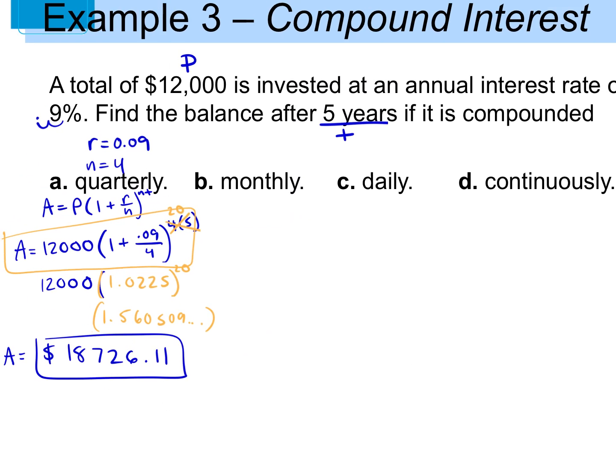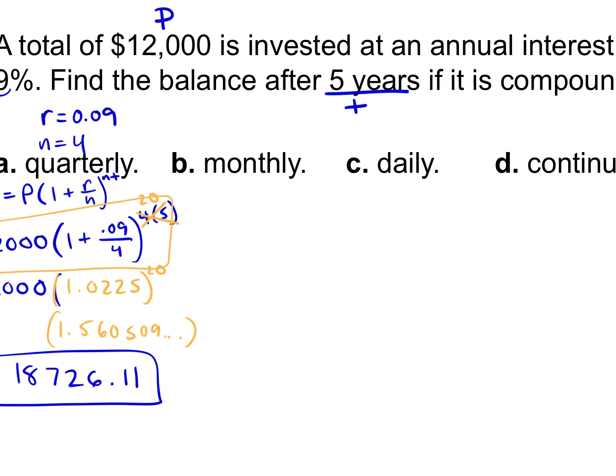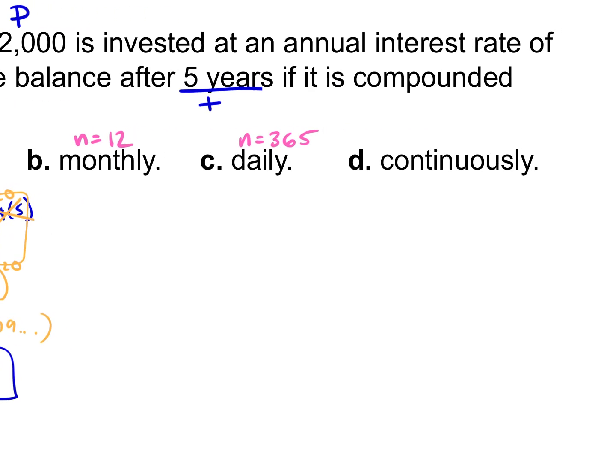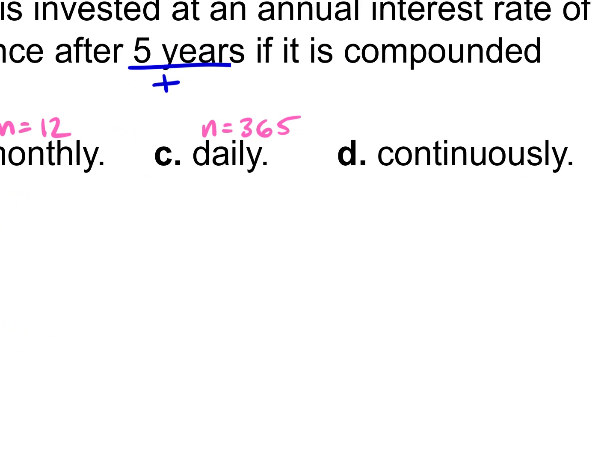All right, I'm confident in your ability on B and C, so we're going to skip ahead to D. But for B, what would N be if it's monthly? 12. And for C? 365. Awesome. Now, if it's compounding continuously, we use our different formula. We're going to use A PERT, A is equal to P times E to the power of RT.